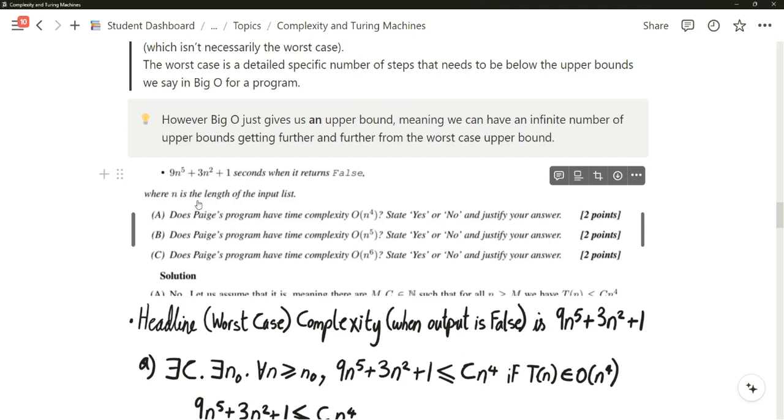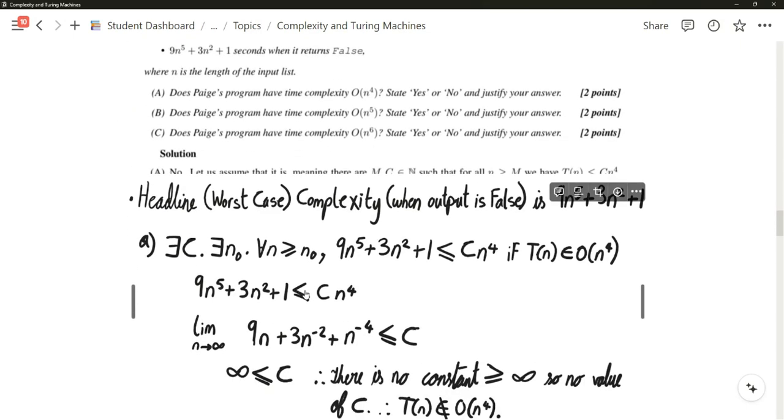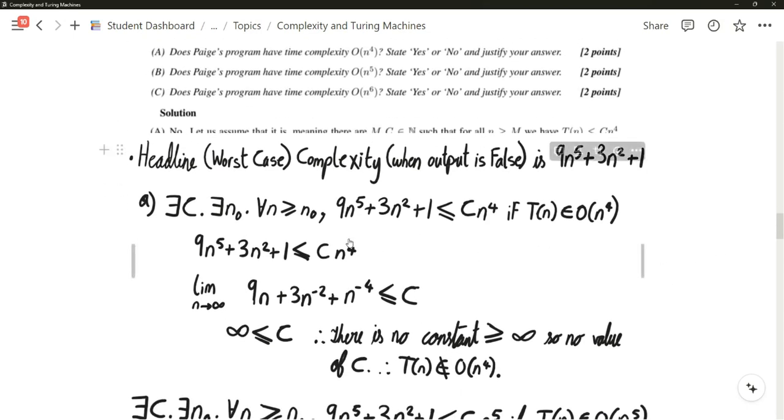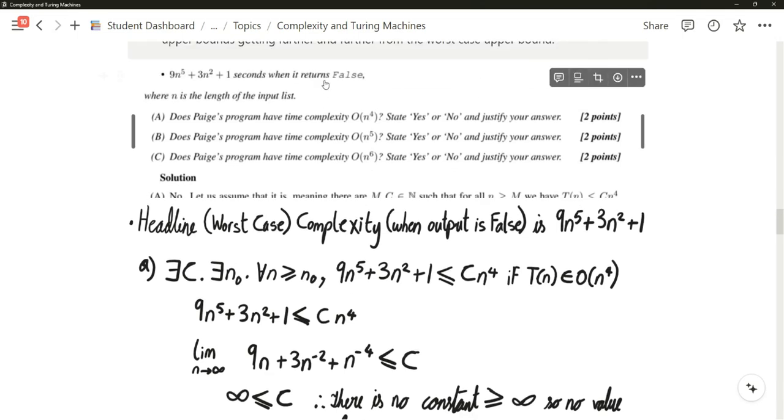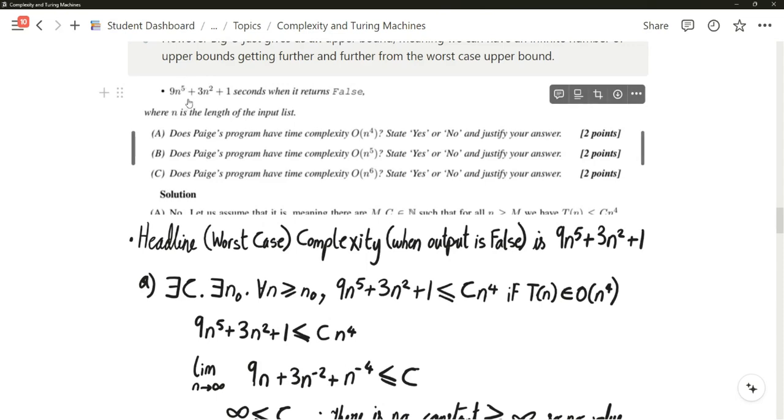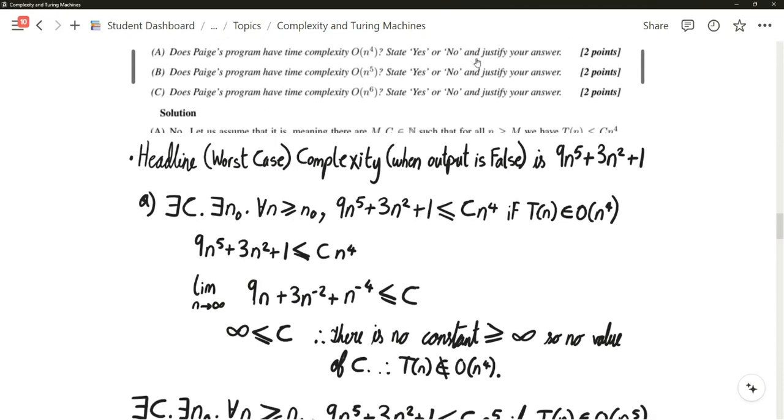So we need to say, does the program have a time complexity of n to the 4, or does it have a time complexity of n to the 5 or n to the 6? And we need to justify our answer. There's a set proof that you can do, and I'll just remember how to do the proof, the format. It's quite intuitive. So here we're solving A. We're trying to prove: does the algorithm have a complexity of n to the 4? Obviously, we can see that it doesn't because the dominant term is n to the 5, but we need to prove that. So that's what we're going to do here by justifying the answer.